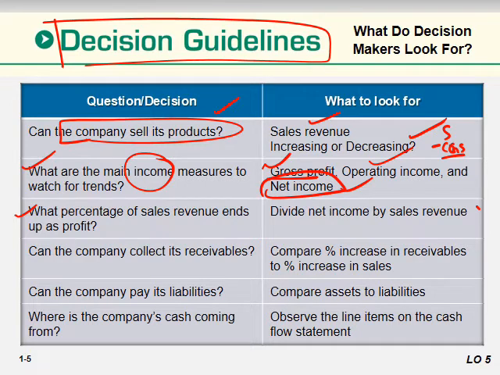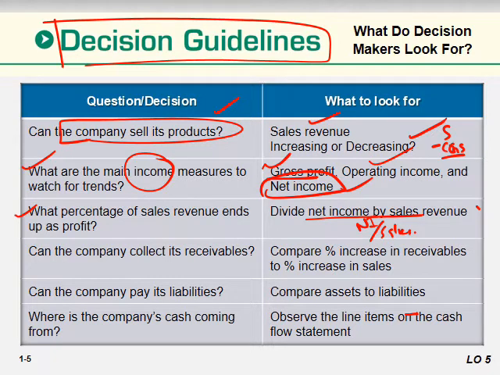And the third one is, what percentage of sales revenue ends up as profit? It means we divide net income by sales. These are some financial statement formulas. So net income divided by sales is the percentage of the profit.